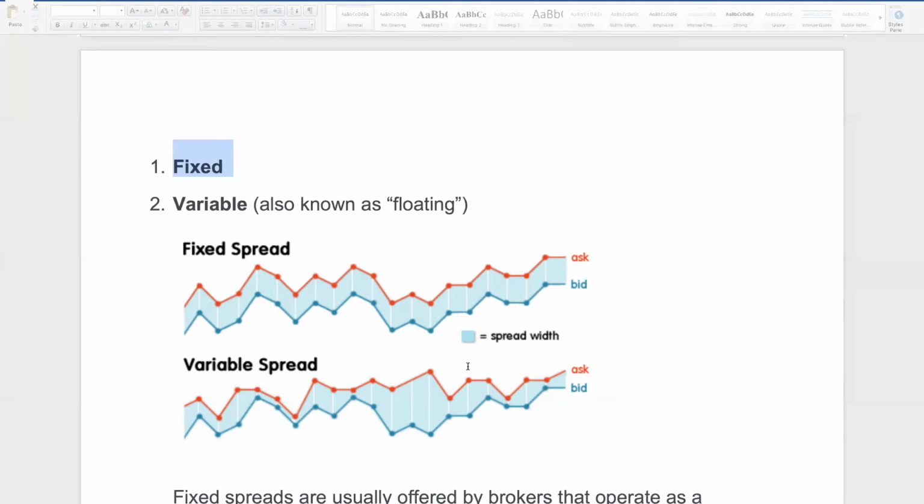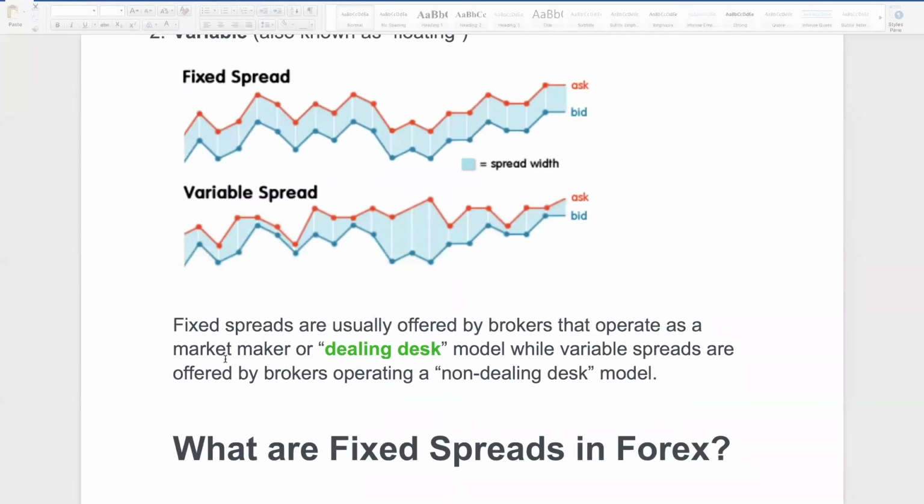So you should know these 2 types of spreads. That is the fixed, the one that doesn't change, and the variable, the one that changes at any time. Fixed spreads are usually offered by brokers that operate as a market maker or dealing desk. Remember, I spoke about the dealing desk and non-dealing desk model, while variable spreads are offered by brokers operating a non-dealing desk model.